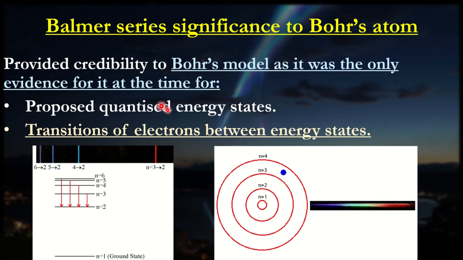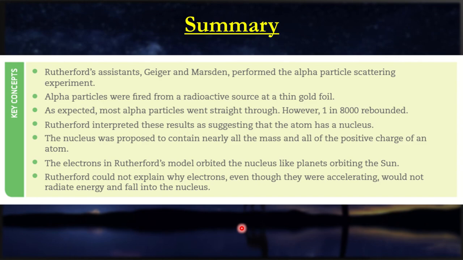Okay, so what did the hydrogen series provide the Bohr atom? Well, firstly, the credibility, because at the time, this concept of quantized energy states only really could be explained thanks to this Balmer series, or the hydrogen emission spectra. Without it, Bohr's model of the electron shells wouldn't really be able to work, basically.